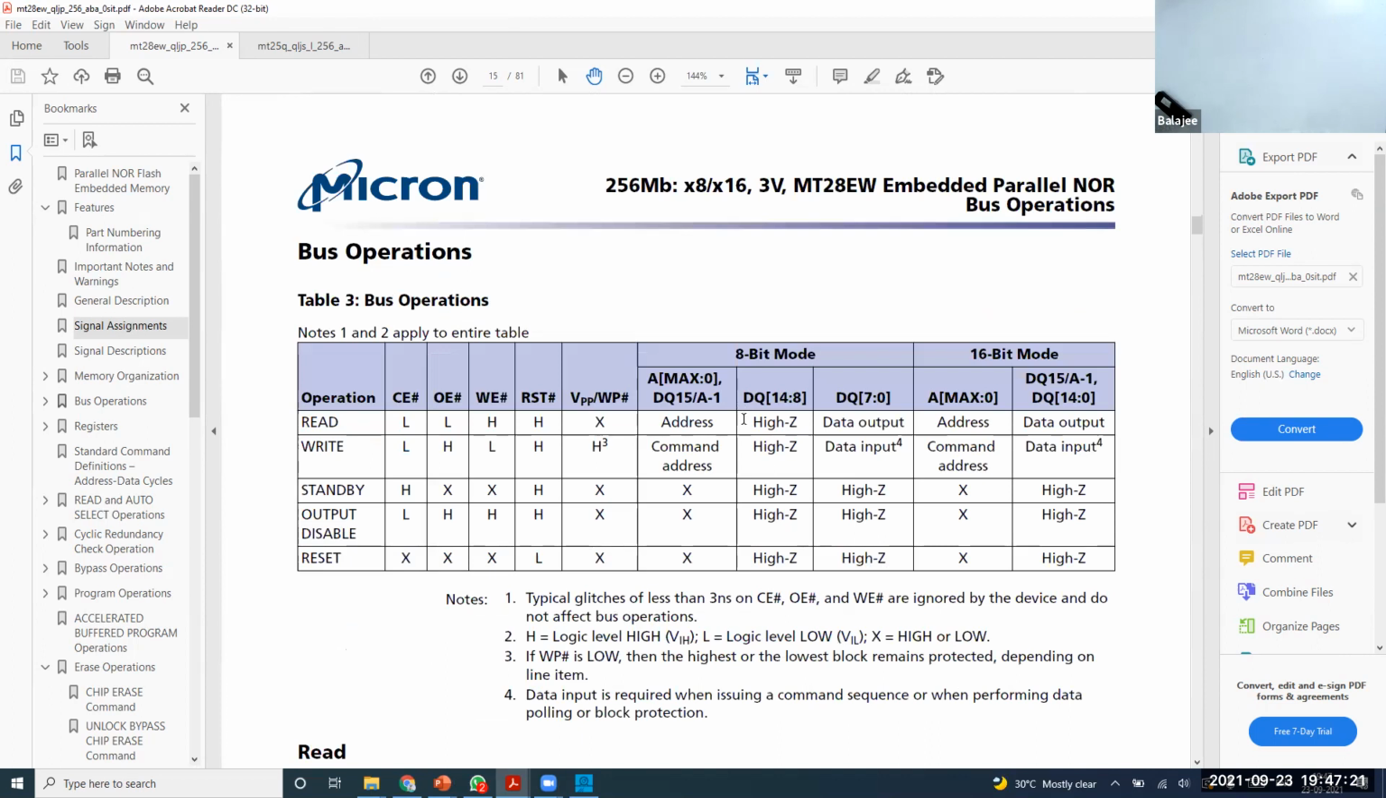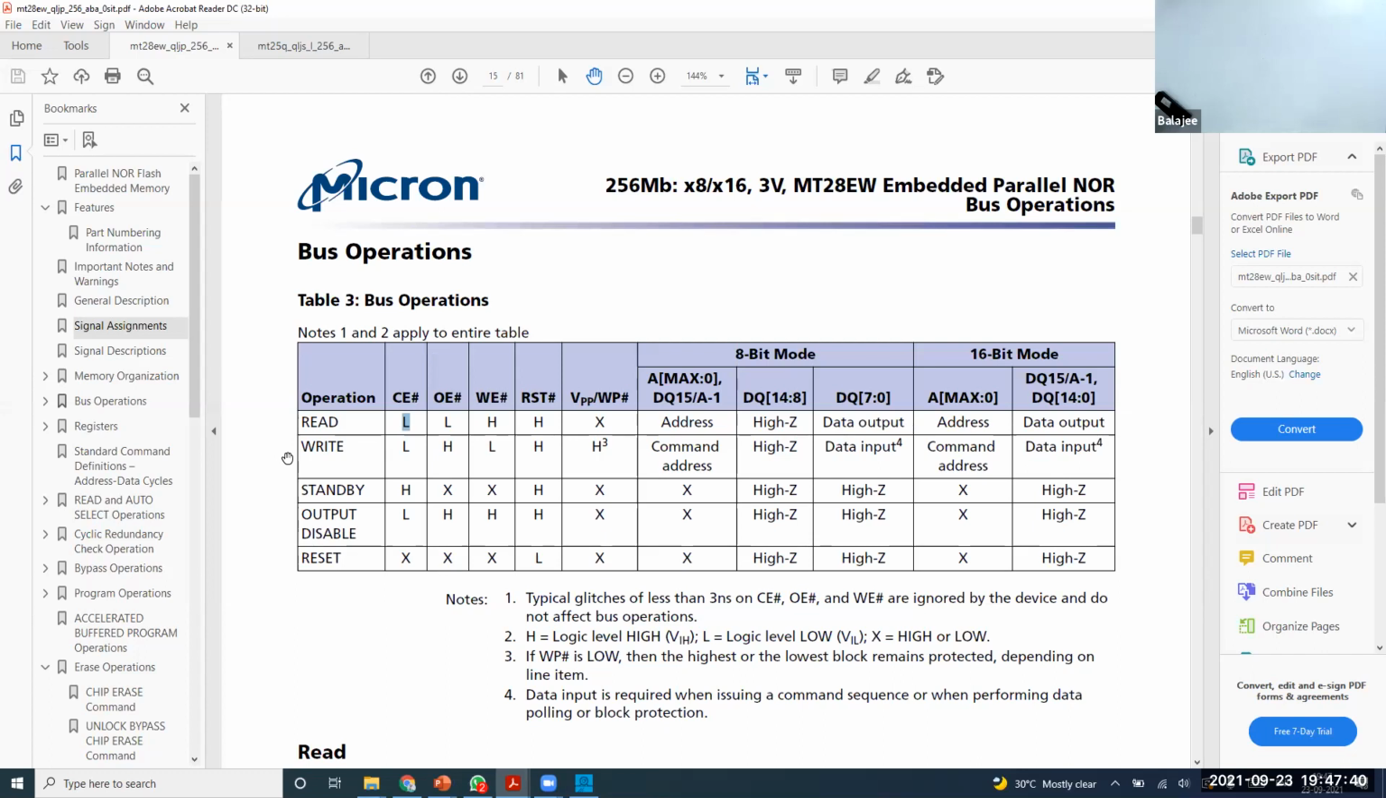Now this is very important. The bus operation, see here, read. Chip select is enabled low because it is active low, output enable is low, and write is high. Then it is called a data output read operation.